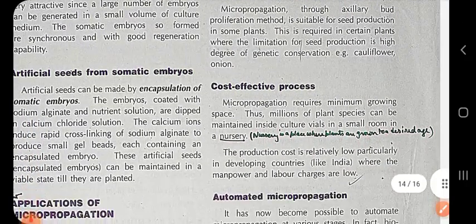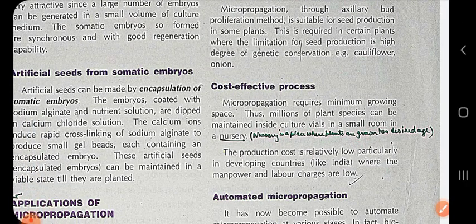Then fourth is cost effective process. Although micropropagation is said to be cost effective, it is costly. If you see the equipment used for micropropagation, even the laminar airflow should be a high safety laminar airflow, not the simple laminar airflow. There are four safety levels of laminar airflow. It falls under the number three safety level, where we are inoculating the cultures, aseptically introducing them to the culture medium.